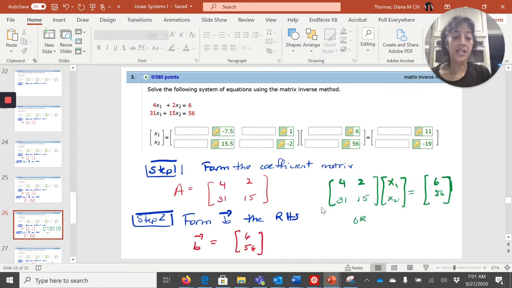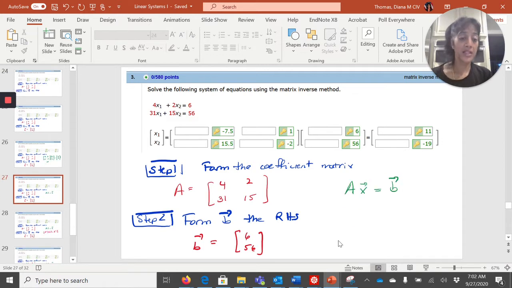What's going on is you're now forming an equation where the coefficient matrix is A. The unknowns are x1 and x2. Look, if you do the matrix multiplication, 4, 2 dot x1, x2, that's 4 times x1 plus 2 times x2. That's the left-hand side of equation number 1. 31 times x1 plus 15 times x2 gives you the second row. And the 6, 56 gives you the right-hand side. So it's just a reformulation of the entire system in terms of matrices. Or if I do it symbolically, this is what I have: A times x, where x is the vector x1, x2, is equal to b.